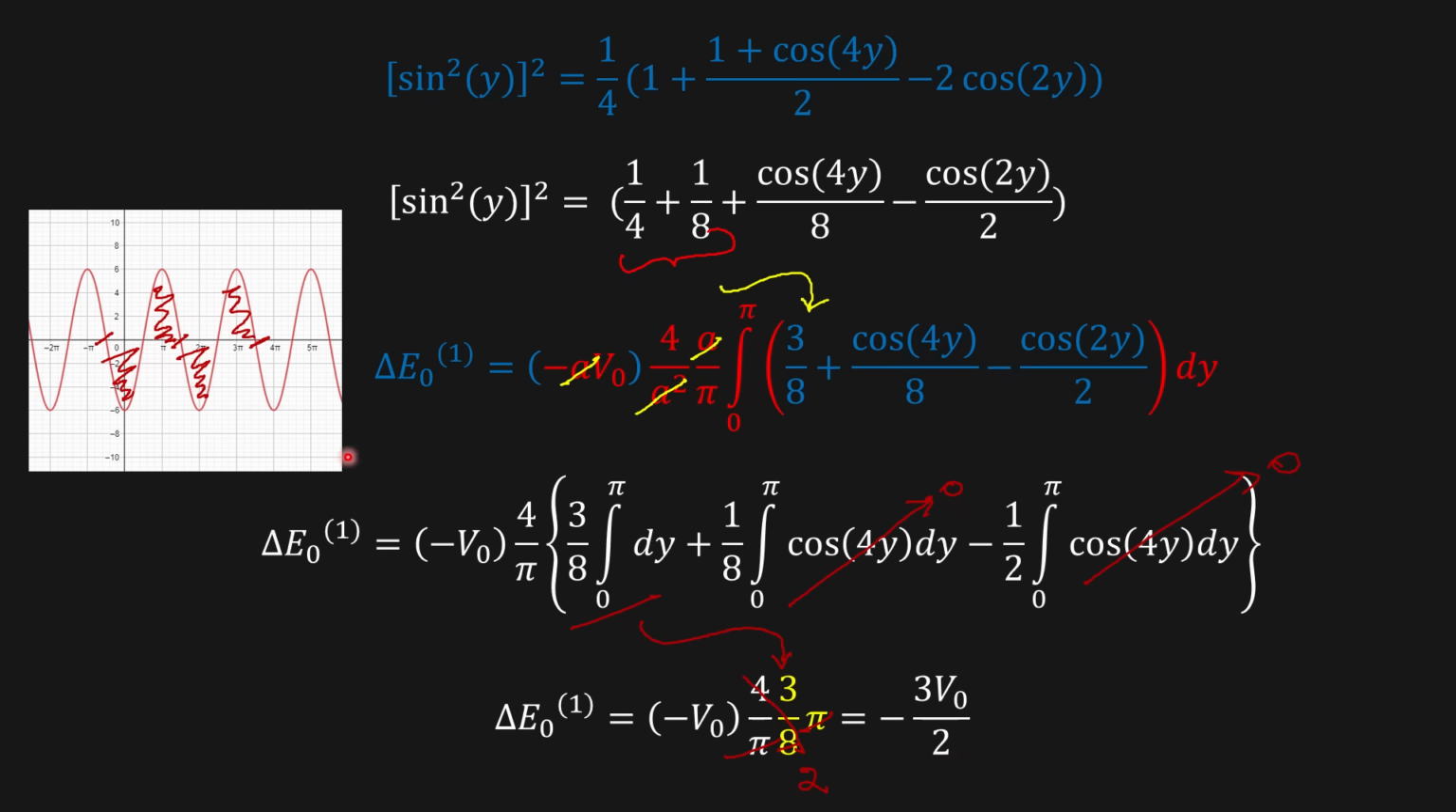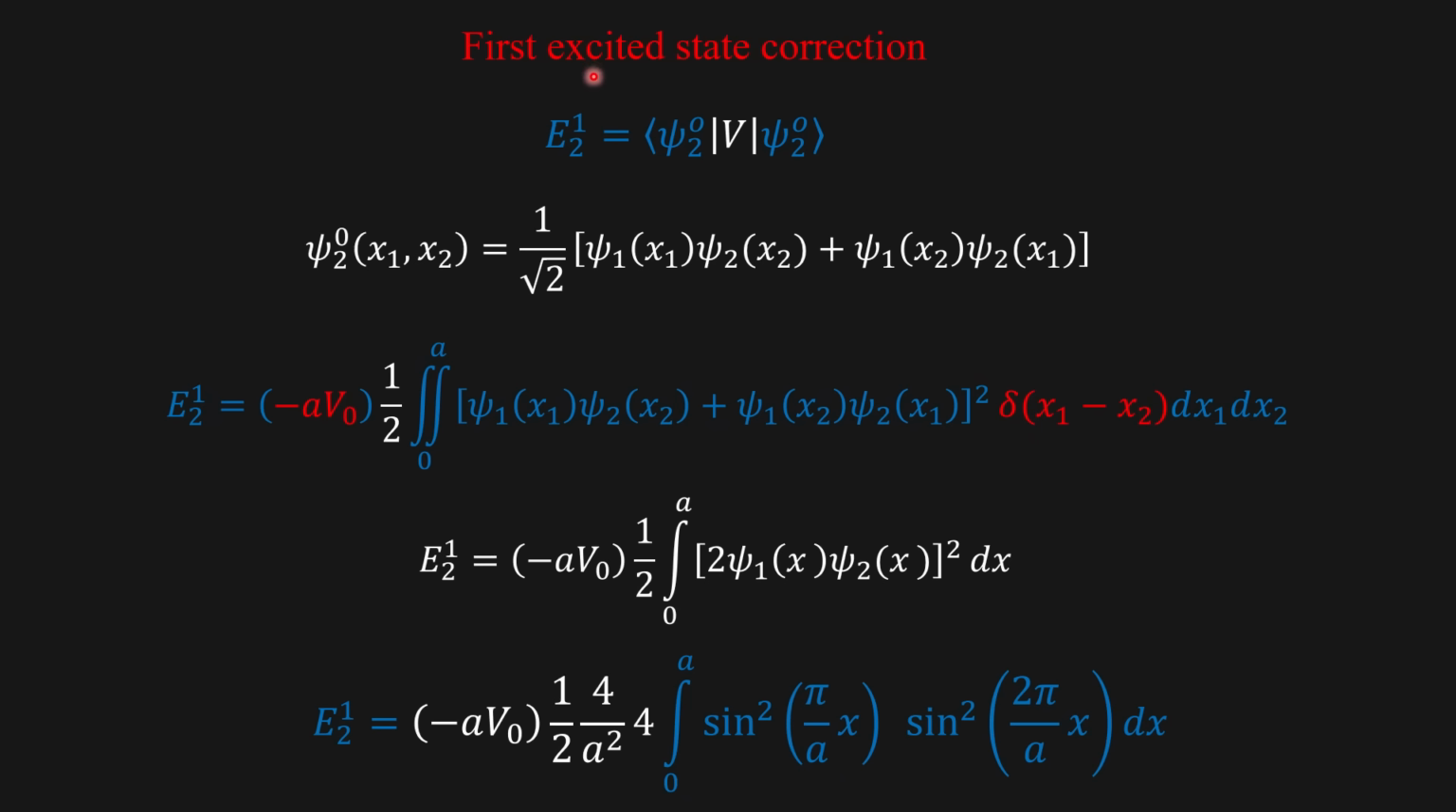Now we will see the first order correction for the first excited state, that is E2 1. This is the first excited state correction, which is equal to psi 2 of 0, V, psi 2 of 0. This is the bra vector, this is the ket vector. Using Dirac notation, we are writing this.